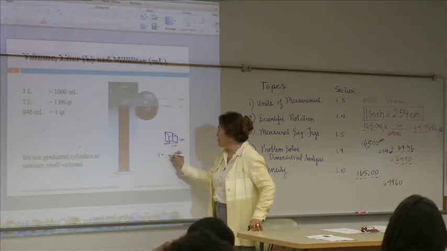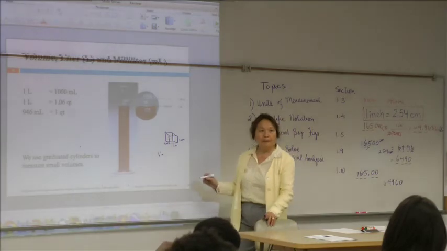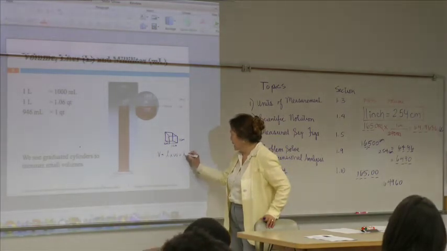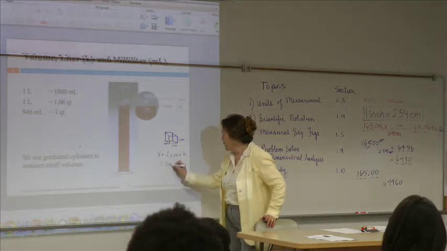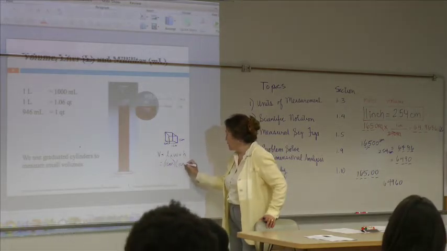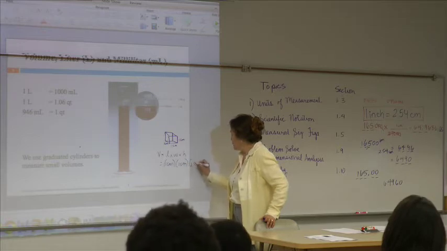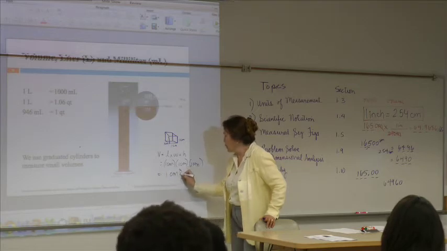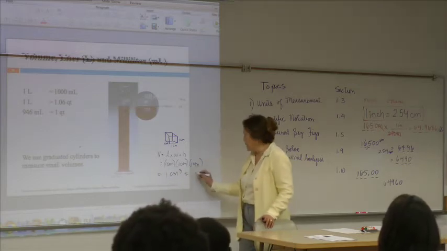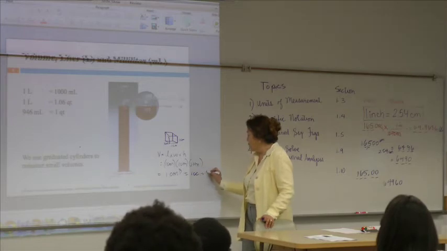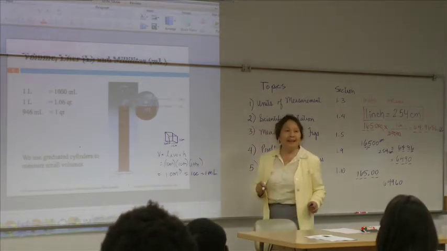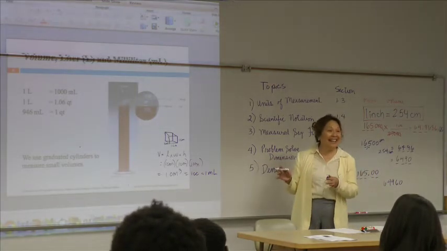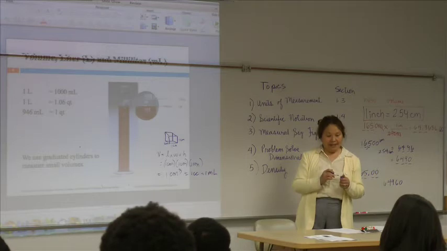And to find the volume, how do we find the volume? Length times width times height. So that would be 1 centimeter times 1 centimeter times another 1 centimeter. And so we get 1 cubic centimeter, or 1 cc, or 1 ml. Okay, so remember that. Very important, right? There's the cc and the cubic centimeter relationship.